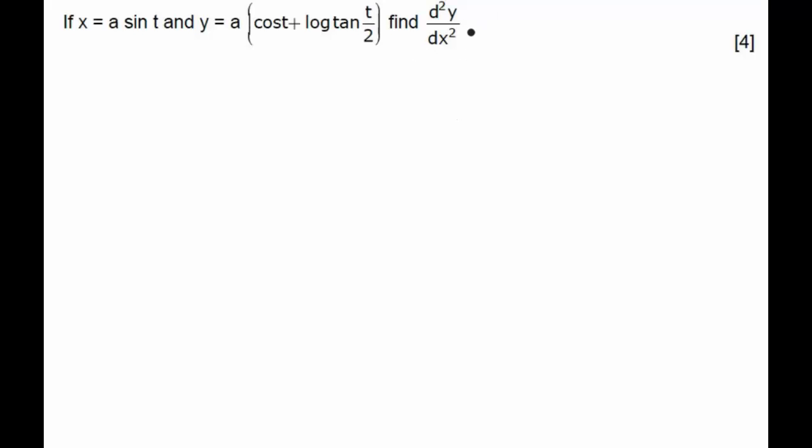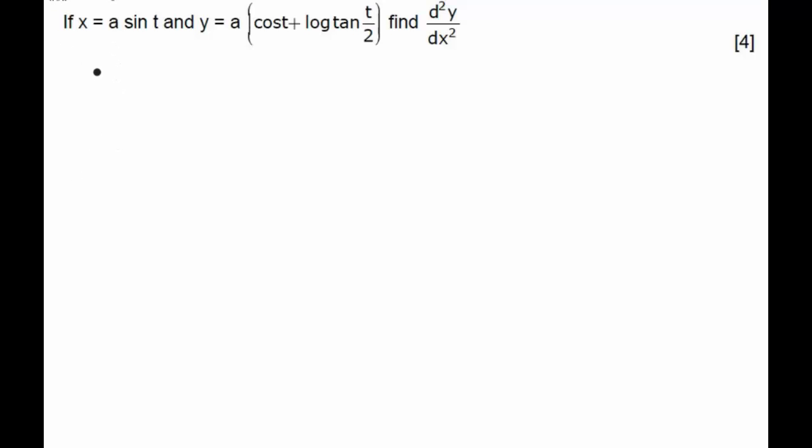We could have found it easily, but y is not in terms of x over here, rather it is in terms of t, and x in turn is also in terms of t. So what we can do is, we can find dy/dt and dx/dt, and divide them to get dy/dx, and then further differentiate it to get d²y/dx².